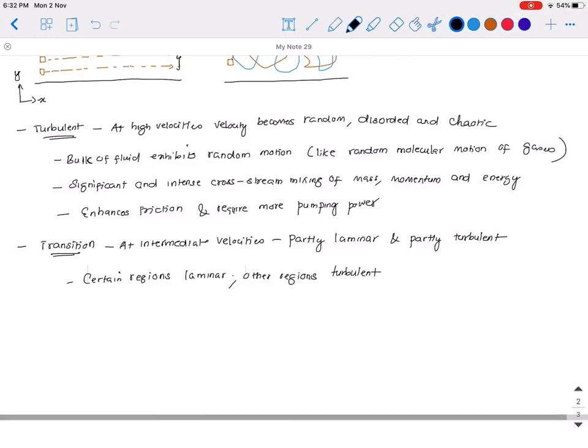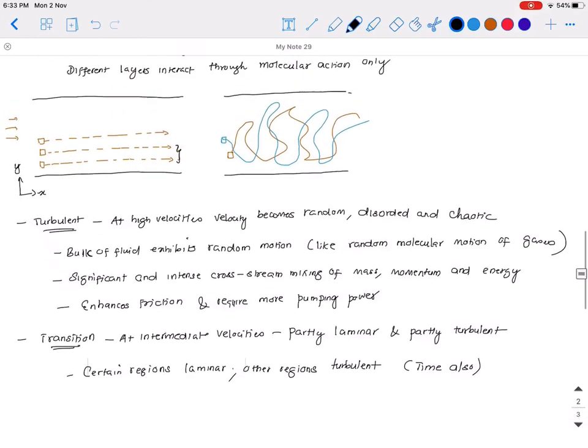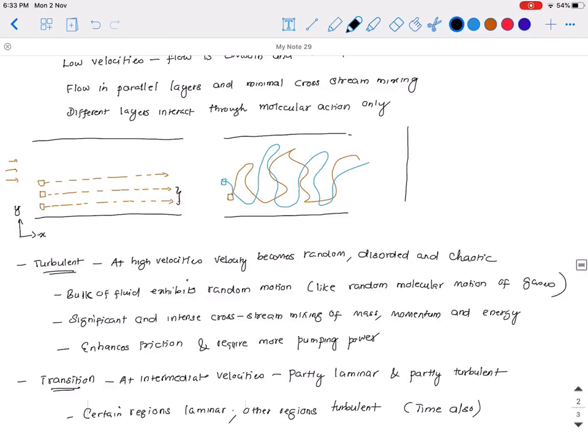When we say certain regions, we are talking about distribution in space. It can exhibit similar behavior in time also. At a particular instant at a certain point it can be laminar flow, and after some time it can be turbulent flow. So let's say we find a point P.